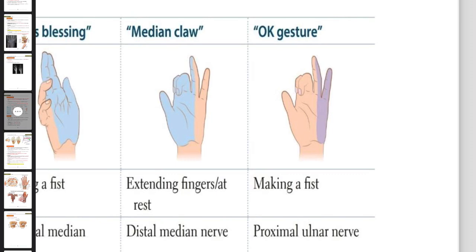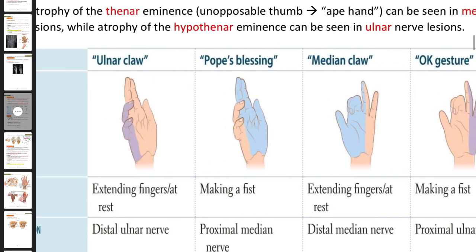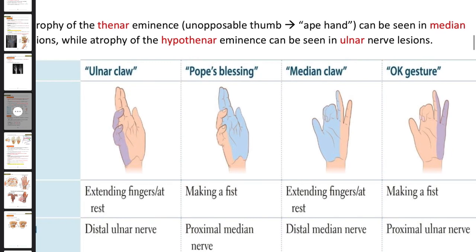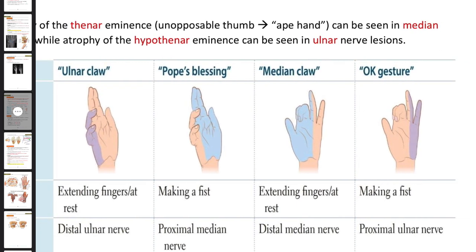Okay, next one, ape hand. I don't have an ape hand image. Why does this ape hand happen? Because of median nerve lesion. Ape hand refers to thenar atrophy and loss of thumb opposition, and the thumb stays in the same plane as the fingers.